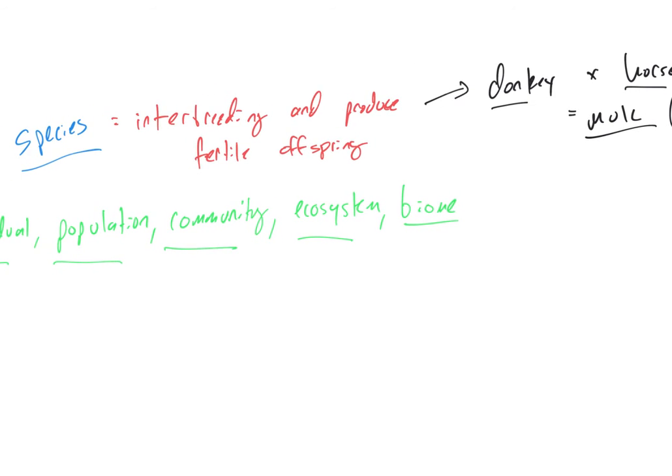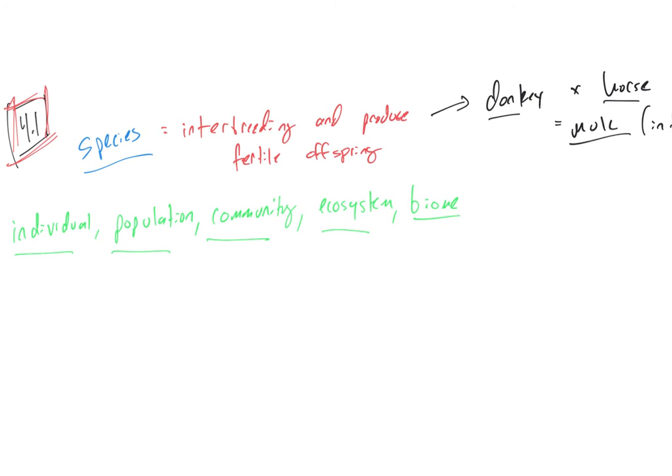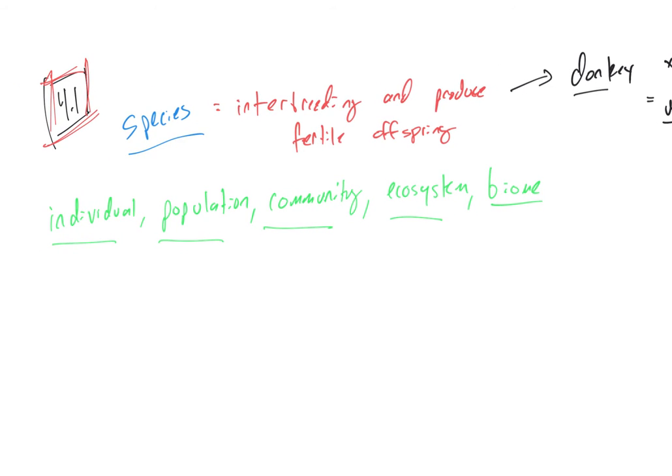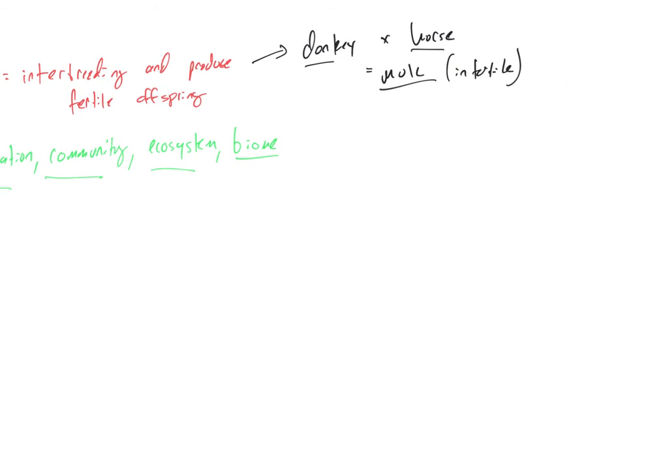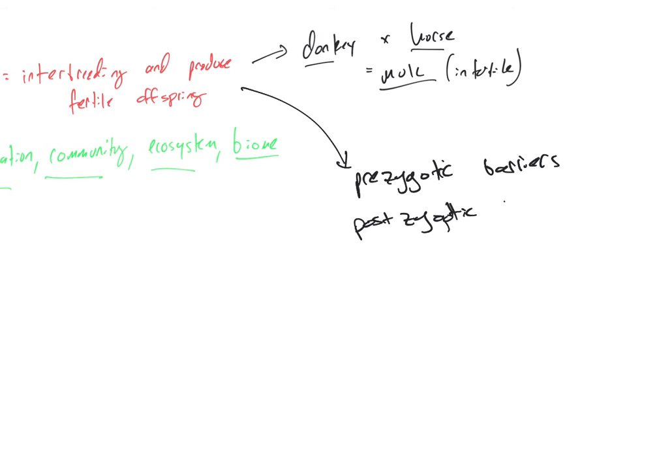So you may have species that live in the same area. You may have species that can possibly breed, but they don't. Therefore, they're not the same species. So this helps to understand that there are either pre-zygotic barriers, and then there are post-zygotic barriers.